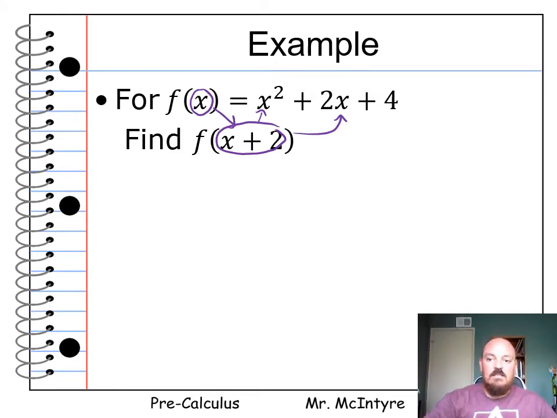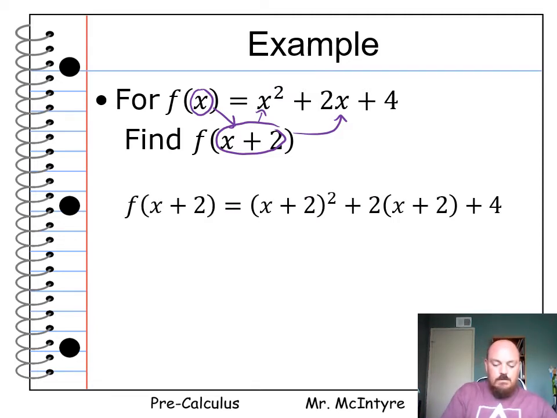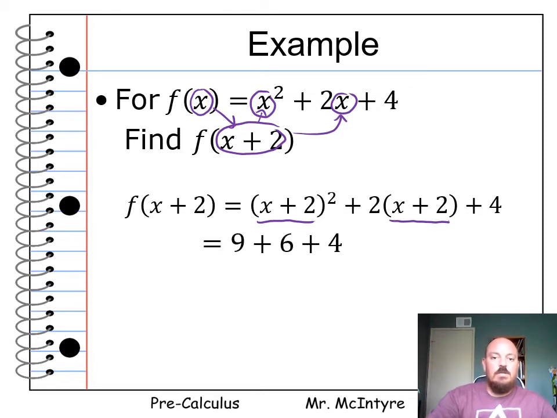So what I'm going to have for my answer, I'm going to have, instead of x squared, x plus 2 squared. And instead of plus 2 times x, I'm going to have plus 2 times x plus 2. And then I still have that plus 4 on the end. So then you just finish it out. Now for the first part, oops, that part's not right. That's from my last slide. Let me back up here and let me just finish it out by pen here.